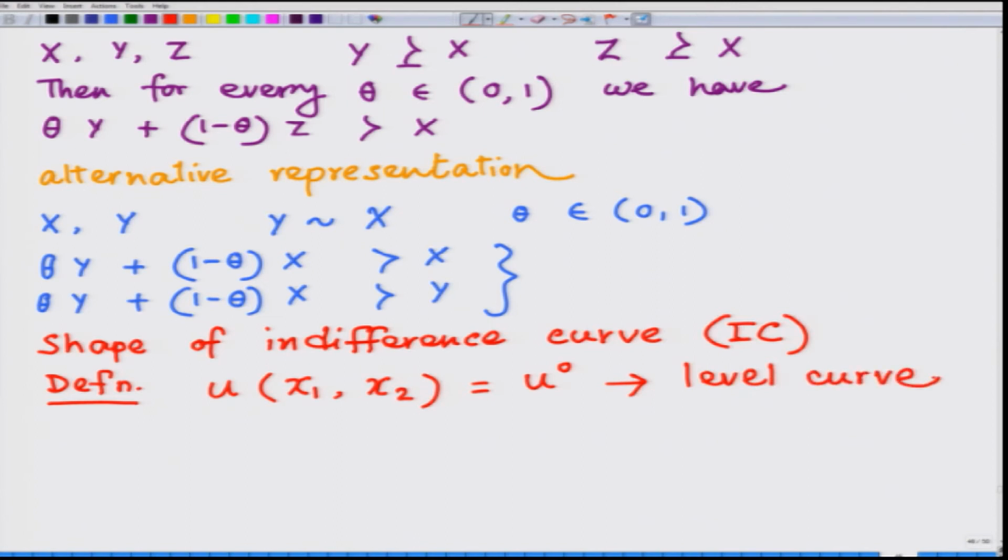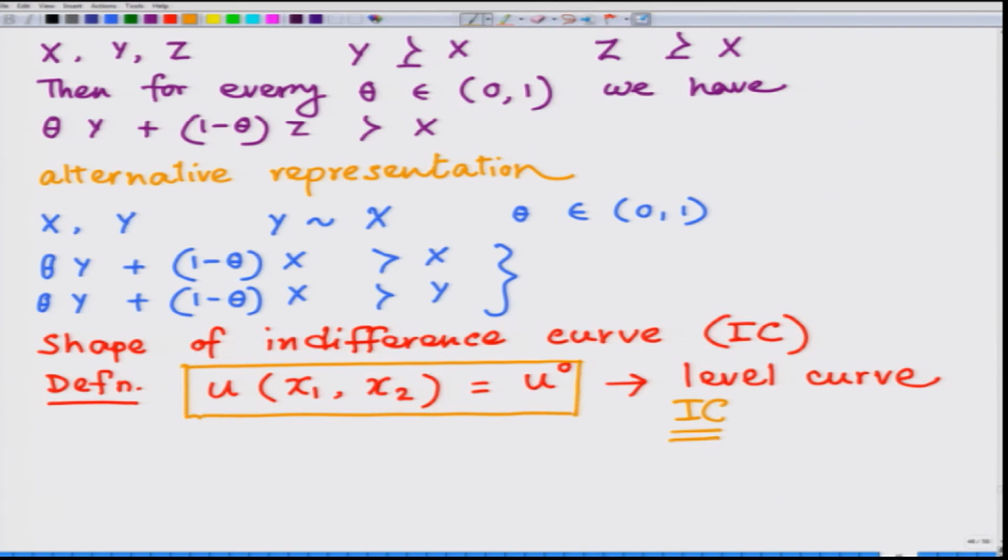So, along this level curve we see different combinations of x1 and x2 which lead to the same functional value, which is u naught in this case. This level curve, or locus of these combinations of x1 and x2, is called an indifference curve in economics. So, an indifference curve is defined by this equation.